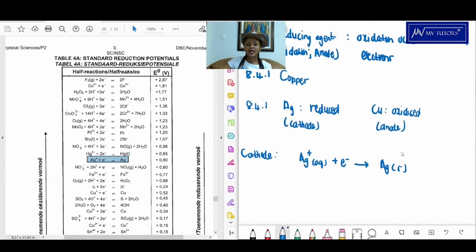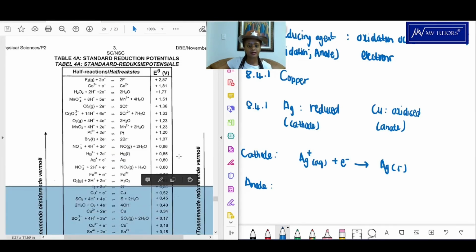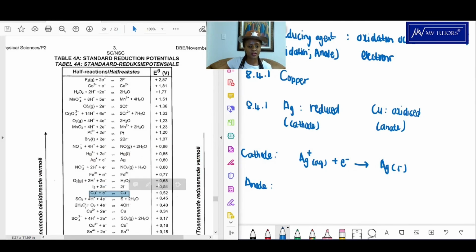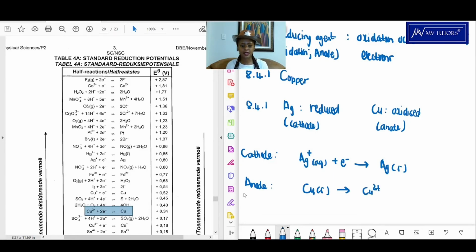Now what happens at the anode, you are going to have to swap it around. What do I mean? So there's our copper. We need copper 2+. So at the anode, you're going to have to swap it around. So you have the solid, and then it becomes ions: copper 2+ plus 2 electrons.